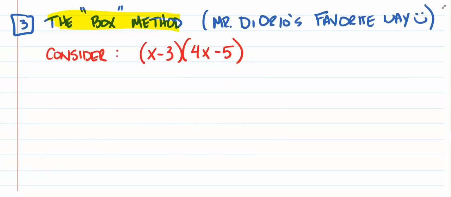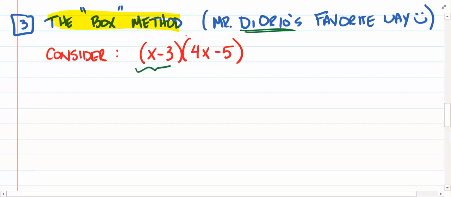Okay, the third method, box number 3, is called the box method, and this is by far my most favorite way to multiply any polynomials, and that's why it's my favorite. But for now, we'll just talk about these 2 binomials. So consider x minus 3 multiplied by 4x minus 5.